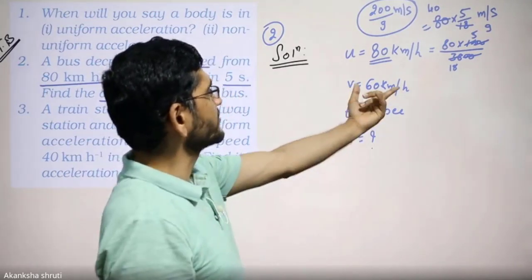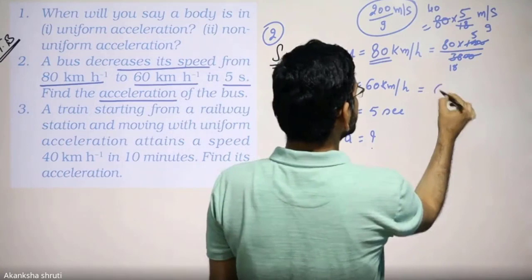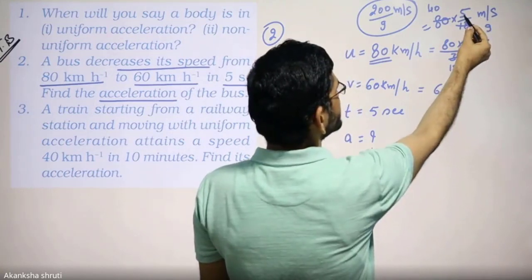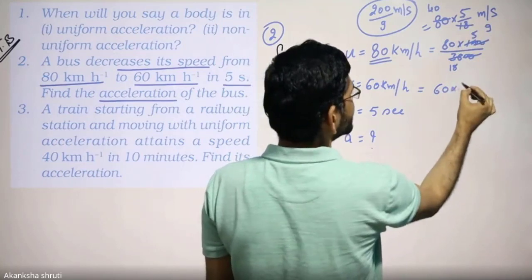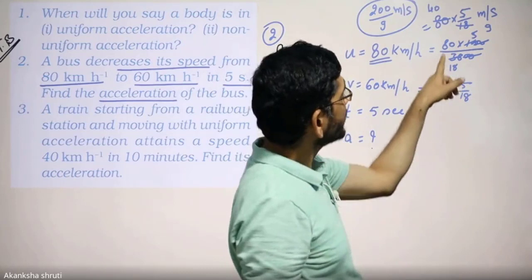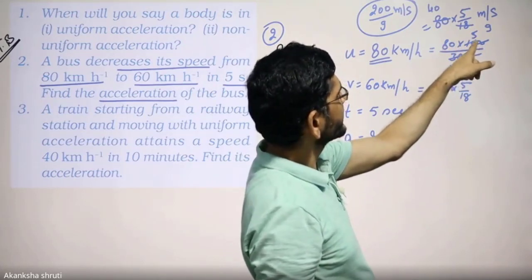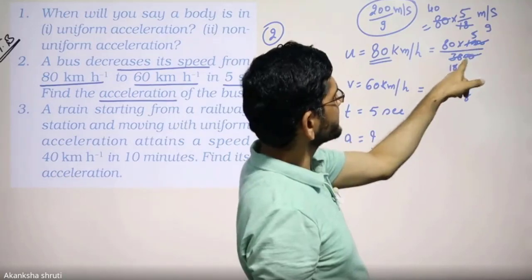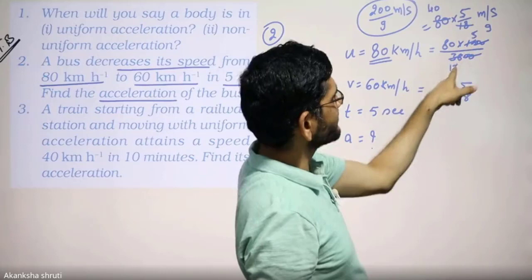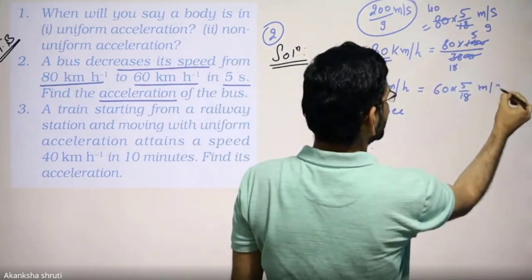Similarly, we have to convert this one also, 60. So for converting it into meter per second, you can use this 5 by 18 as the multiplying factor. Or if you have doubt, then go through this basics. Multiply the numerator by 1000 and the denominator by 60 into 60, you get the same factor, 5 by 18. Okay, so this much meter per second.